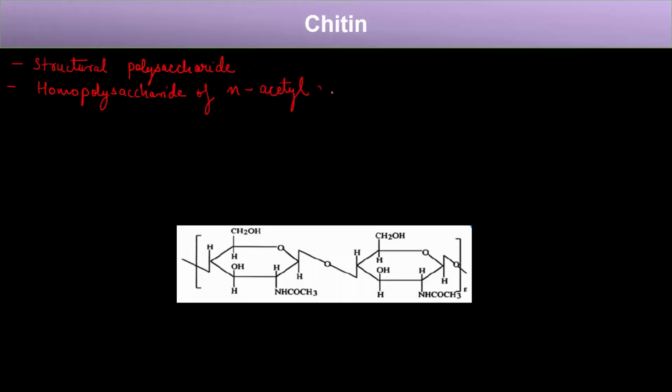N-acetyl glucosamine. Now, the question is, what is N-acetyl glucosamine? So it is also a kind of sugar moiety. Okay. So it is derived from glucose.